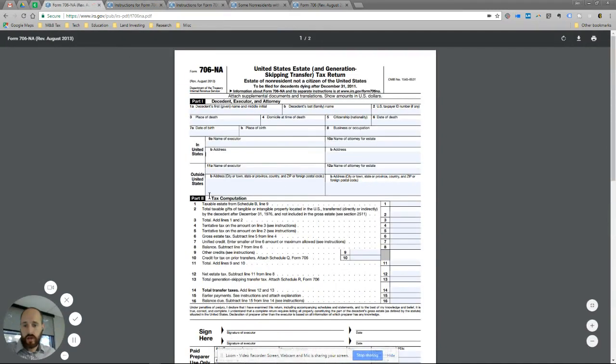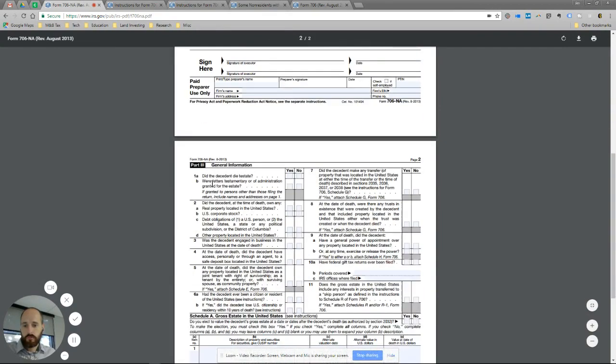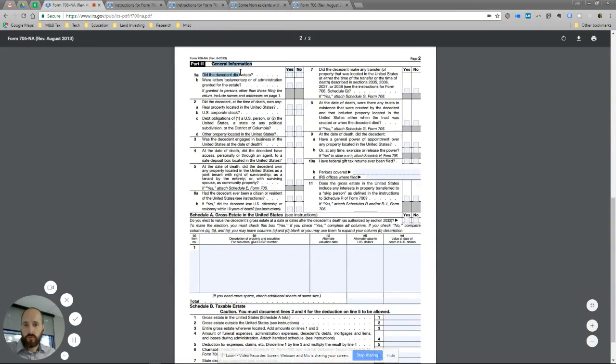The tax computation happens last, so we're going to skip tax computation. Preparer information goes here. So here's the general information, part 3. Questions. Did the decedent die testate? Did he have no will? So basically you have to answer these questions and do what it says. So see the instructions, Schedule G, if that's yes. If yes, attach Schedule G, and that would be from Form 706.